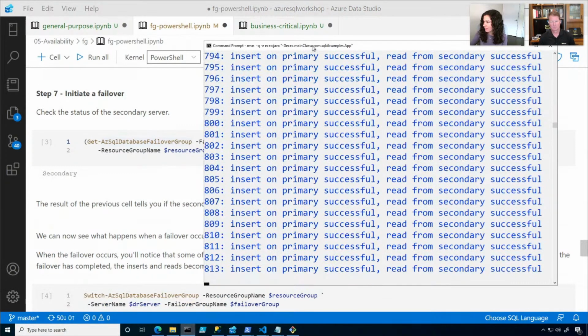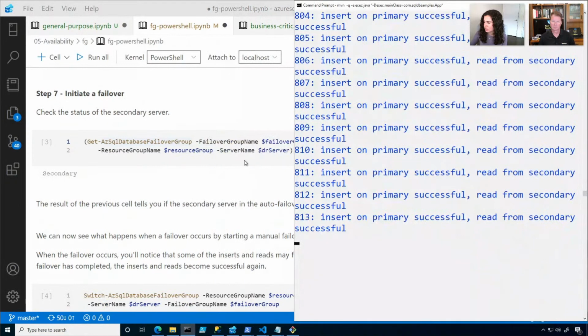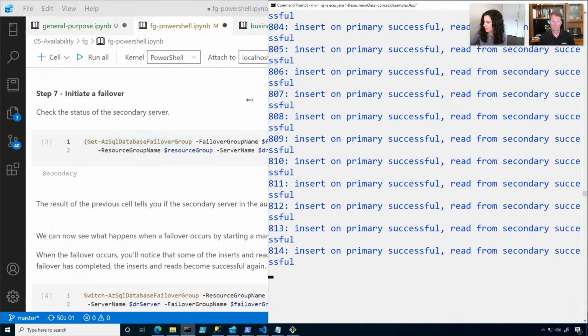Now what I also have, and let me see if I can do something there. Didn't quite work, but that's okay.